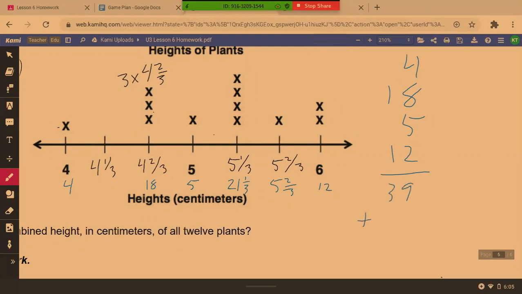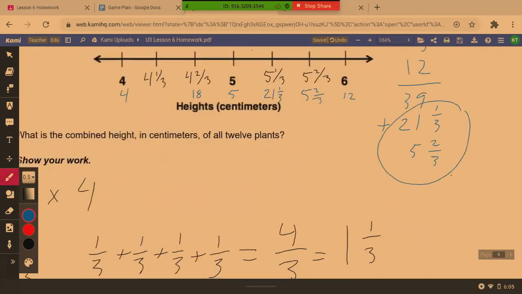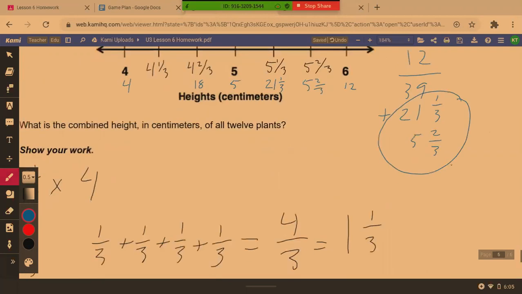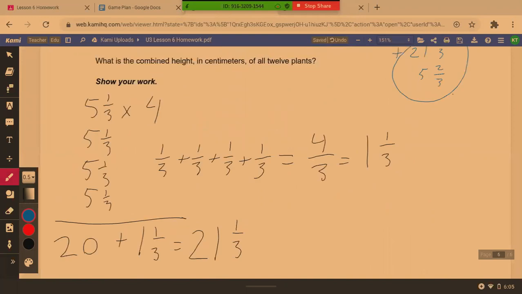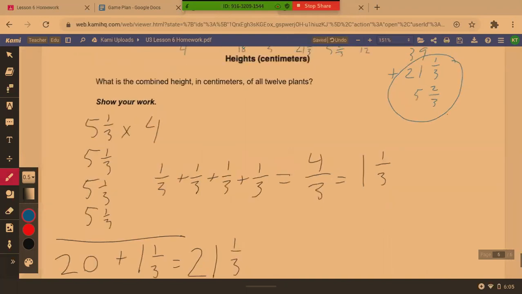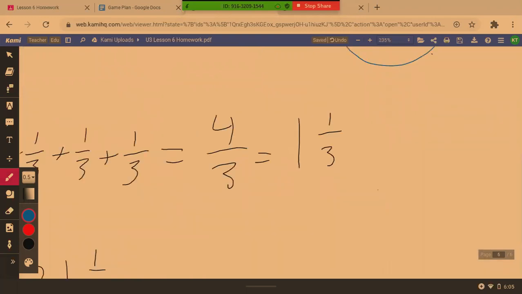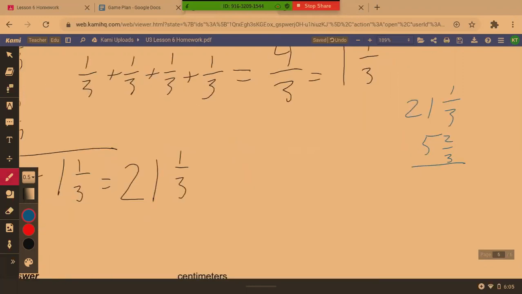Okay, now we got to add 21 and 1/3 plus 5 and 2/3. Oh, I put the 5 in the wrong spot. My bad, y'all. Miss Tharp is tired today. Okay, so let's take this to the bottom. Let's go to the bottom, deal with it there. So like we said, when dealing with mixed numbers, you can focus on the whole number and then the fraction.